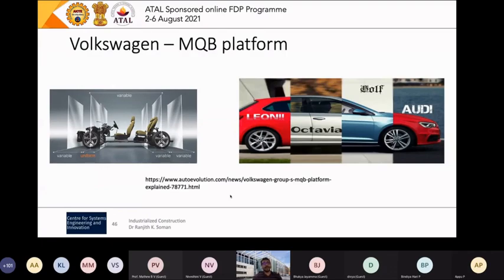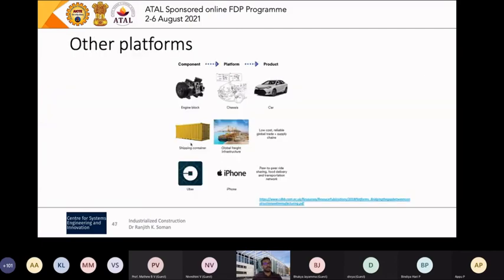So can we do something like that? Can we create platforms in construction? And it's not just car manufacturing. You look at engine blocks, the whole idea came in as a platform. The shipping container is one of the earliest examples.